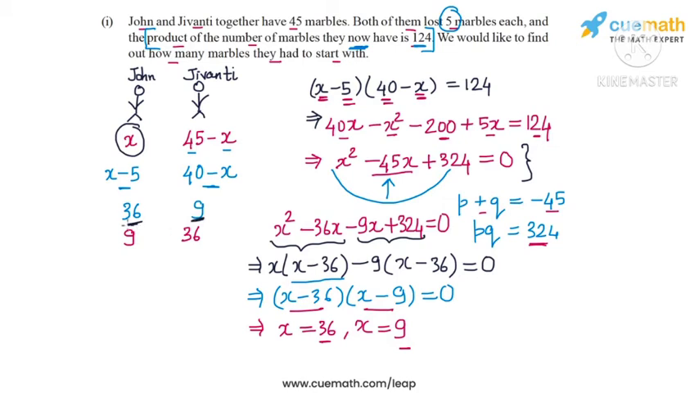So the two answers possible are John had 36 and Jivanti had 9 marbles, or John had 9 marbles and Jivanti had 36 marbles. And we can verify that because the original number of marbles are 36 and 9, if both of them lose 5 marbles each, then the new number of marbles are 31 and 4, and the product of 31 and 4 is equal to 124, which is what is given to us in the problem statement. So the answer is correct.